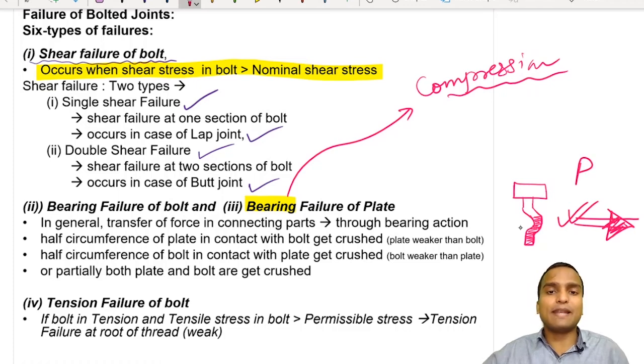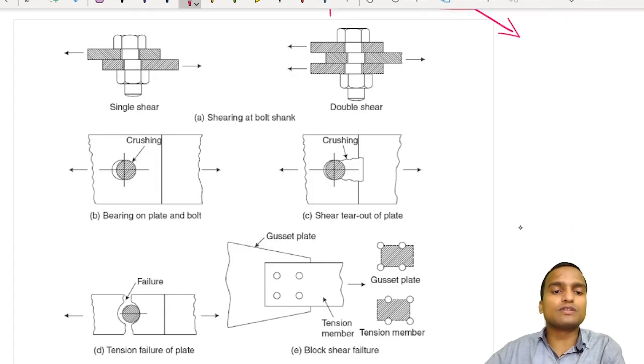Similarly, plates also get crushed. So this is the diagram of bearing of plate and bolts. In this case the bolt hole was here. Now the plate has started crushing, due to which the bolt has moved from its original position in the hole to here. You see this? So this is the example of crushing of bolts and plates.